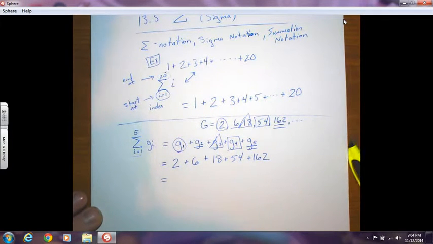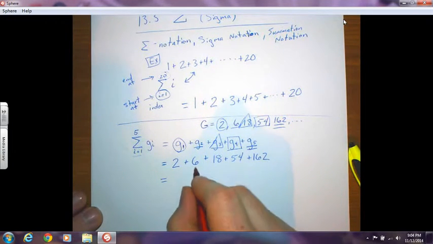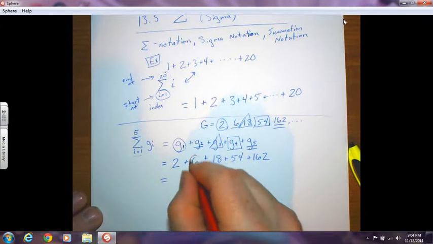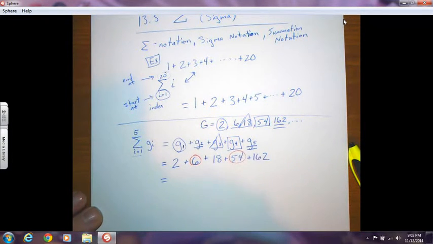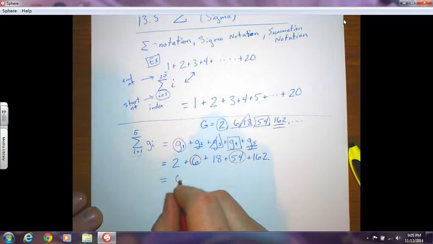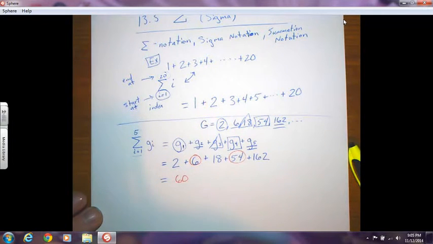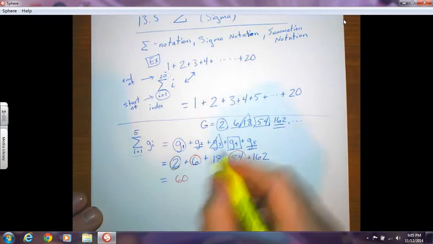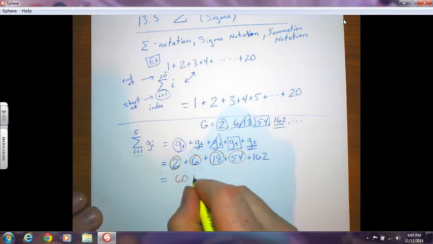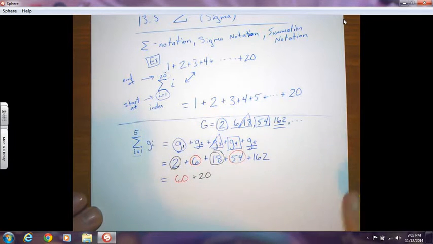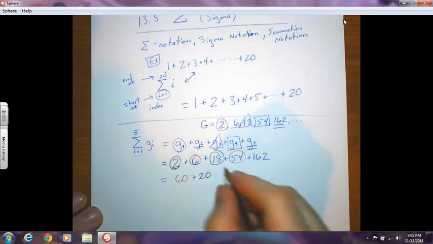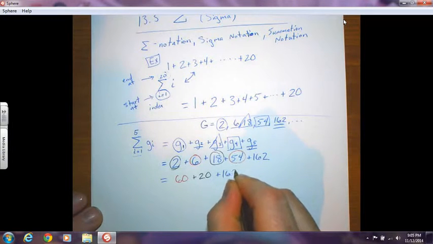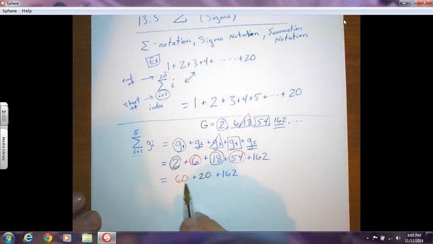And if we add these all together, I'm actually going to pair the 6 with the 54, because I know that they add together nicely to make 60. And then I'm going to pair the 2 with the 18, because they pair nicely together to make 20. And then I've got that 162 that's still left there. And I see that 60 plus 20 is 80, plus 162 is 242.